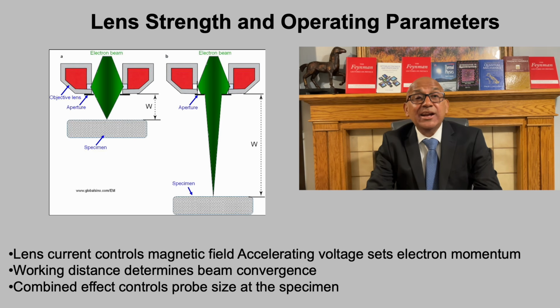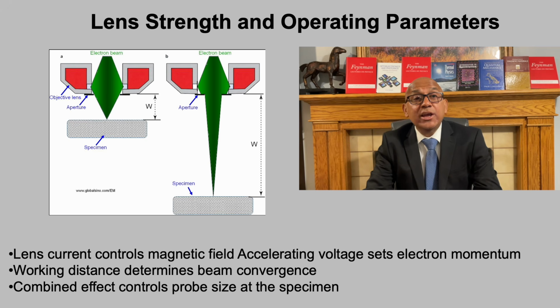The strength of a magnetic electron lens is not fixed. It is determined by several operating parameters that the user directly controls. The most important of these is the lens current. Increasing the current strengthens the magnetic field, causing electrons to bend more strongly and the beam to focus more tightly.